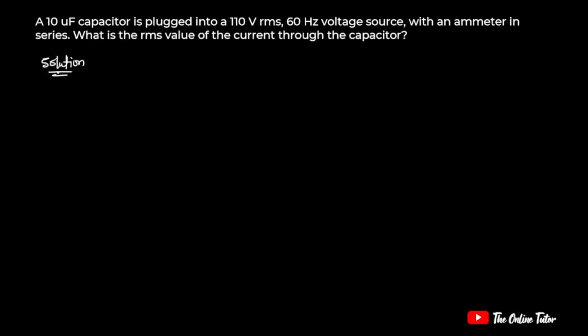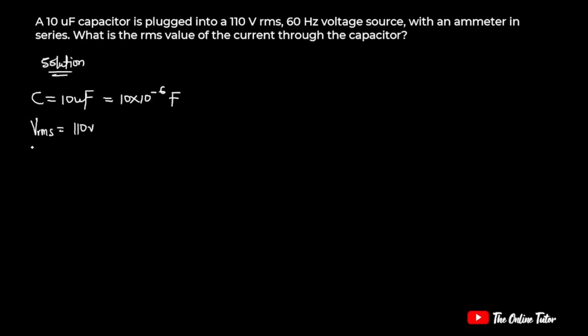Alright, let's look at the parameters that we have. We've been given the capacitance of the capacitor to be 10 microfarad, which is equal to 10 times 10 raised to the power minus 6 farad. We've been given the root mean square voltage of the circuit to be 110 volts.